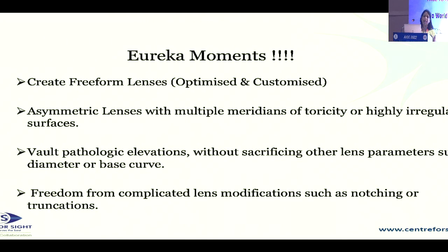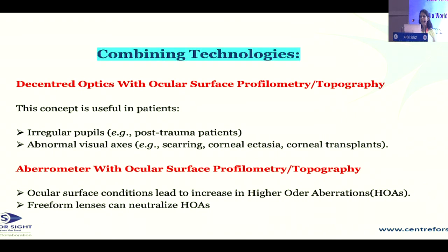When we do assumption, truncation, or notching, we might end up making not a great lens for the patient. It is not custom fit for that eye. So that means the scleral topographer helps us avoid those things. We can combine these technologies. For example, if we have an irregular pupil or abnormal visual axis, what can we do? We can use decentered optics with scleral profilometry, and we can design a lens with decentered optics so the patient can have better vision.